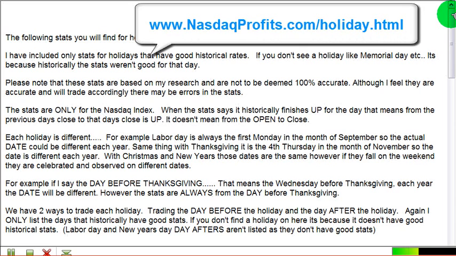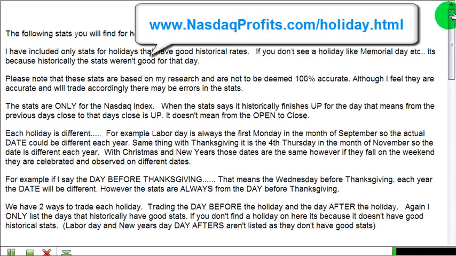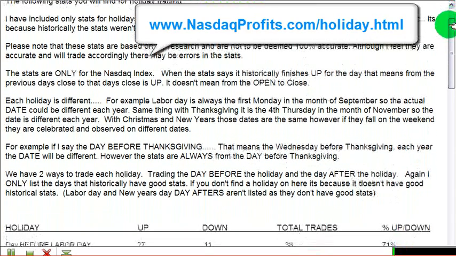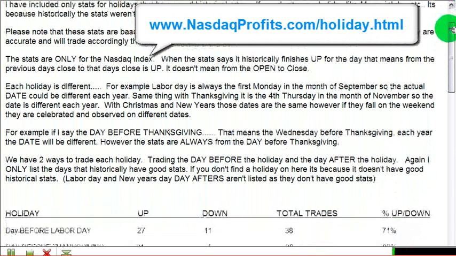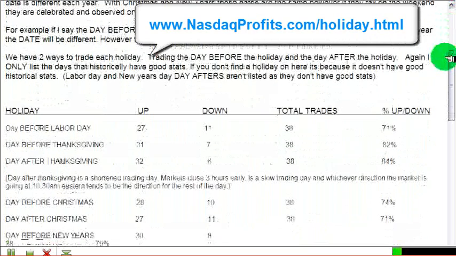You'll only find the stats for the holidays that have good historical stats. So, for example, 4th of July, or Independence Day in the U.S., does not have good historical stats, so you won't find it included here. These stats are current through November 1st, 2009. I'll just walk you through briefly what this is.